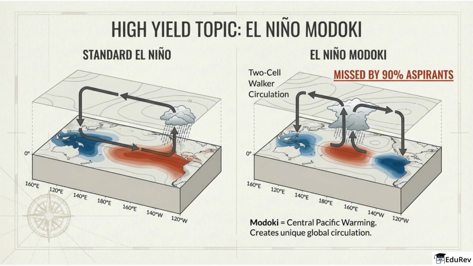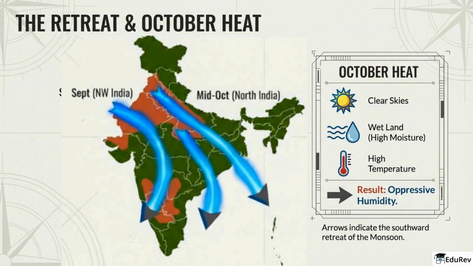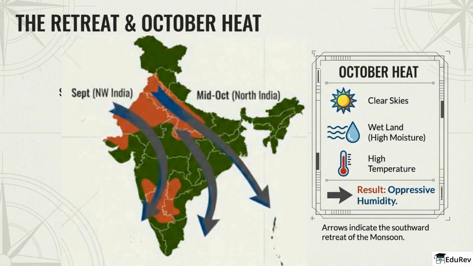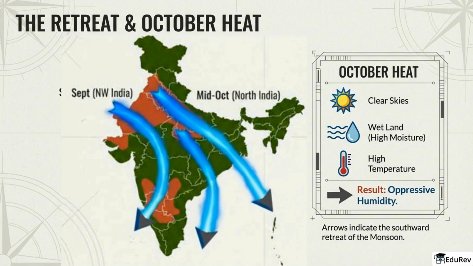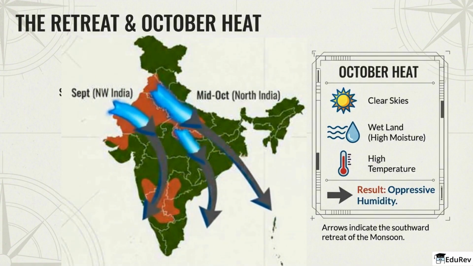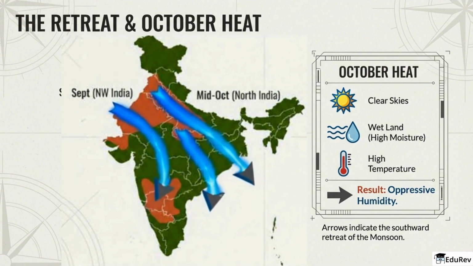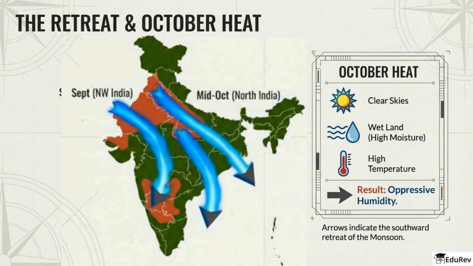Now let's move to the retreat phase. Monsoon does not withdraw suddenly. Retreat begins in northwest India in September. By mid-October, it withdraws further south. Then comes October heat. Clear skies, moist soil, high temperature. Humidity rises sharply, producing uncomfortable conditions. This is a transitional phase between wet and dry seasons.